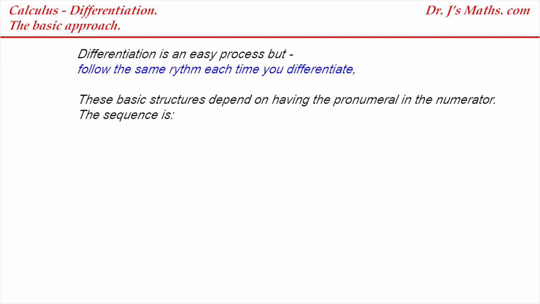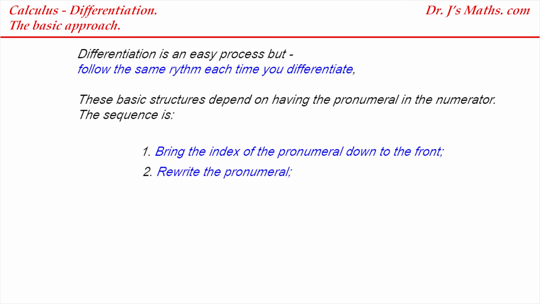In summary, differentiation is an easy process, but you have to follow the same rhythm each time you differentiate so that when you're under stress, you don't try to do something different. You just follow the same steps. These basic structures depend on having the pronumeral in the numerator. And the sequence that we're going to follow is, for each term, bring the index of the pronumeral down to the front, rewrite the pronumeral, subtract 1 from the index.